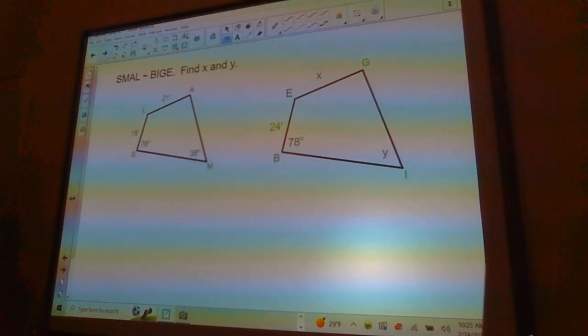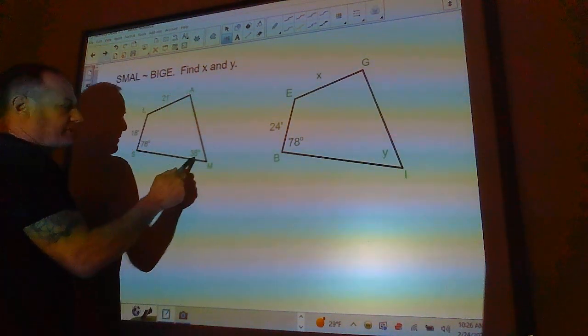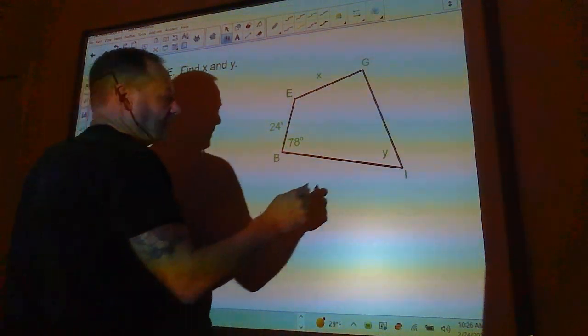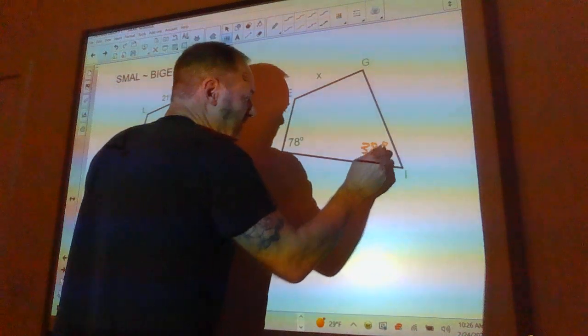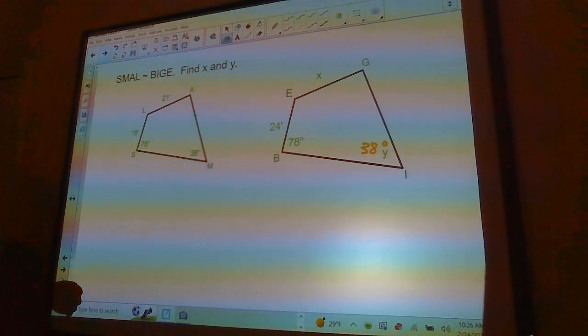So we have SMAL is similar to BIGE. Find X and Y. They're telling you these are similar. So right away, I've got an angle here. It goes with angle I goes with angle M. So I know they have to be equal. So this has to be 38 degrees right there. That was easy. We'll get that off the table right away. Now, the other one's the sides. I've got to find that they're proportional.